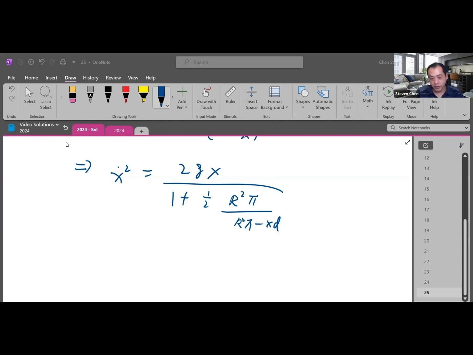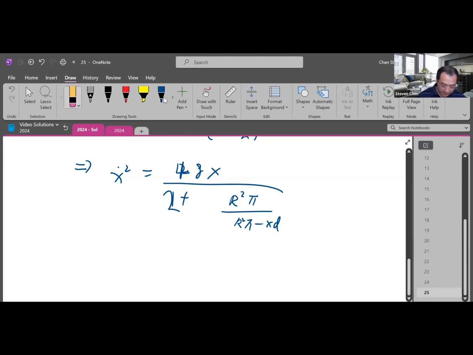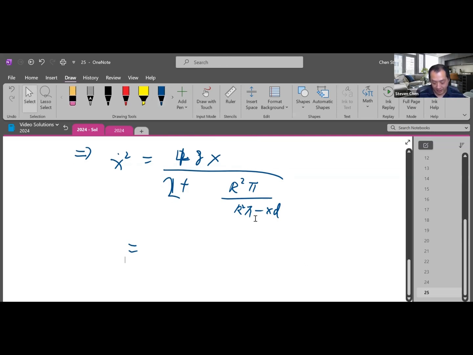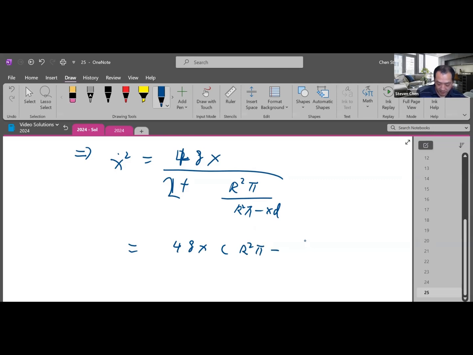So first, let's multiply both the numerator and denominator by 2. Then the numerator becomes 4. The denominator becomes 2 plus this guy. And then let me multiply the numerator and denominator of the right hand side by the denominator on the denominator. So we get 4gx times r squared pi minus xd divided by 3r squared pi minus 2xd.